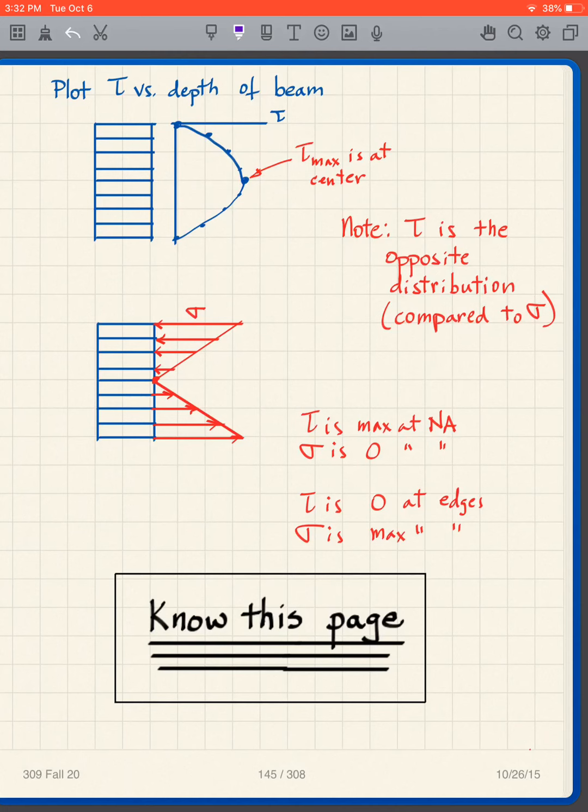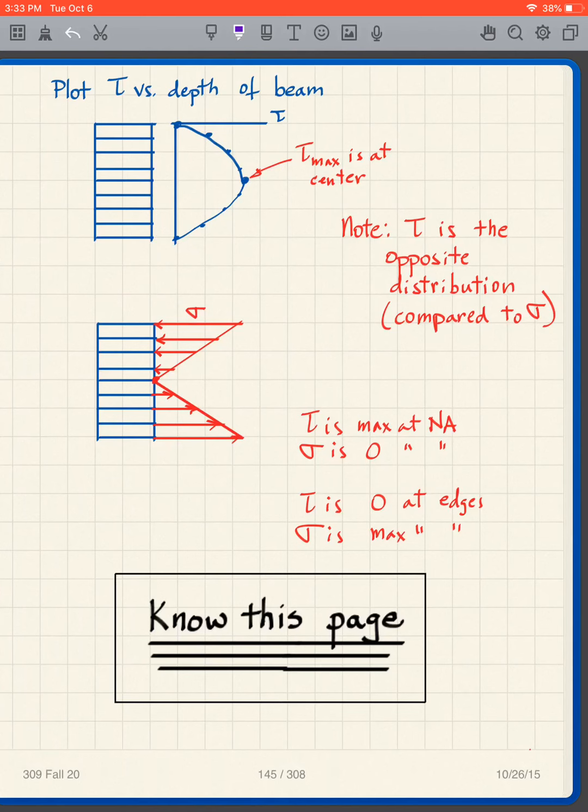Now, that contrasts with my sigma. Remember, my sigma looked like this. Notice that, as we stated before, the greatest sigma occurs at the top and the bottom, the very edges, whereas the smallest occurs at the centroid. So I have big at the edges, 0 at the centroid, and this is just the opposite. I have 0 at the edges, and I have the largest at the centroid.